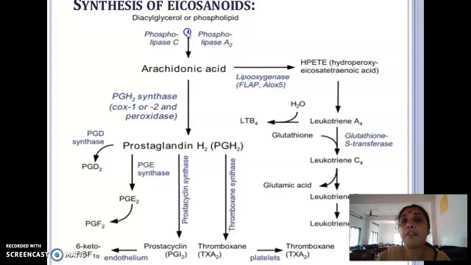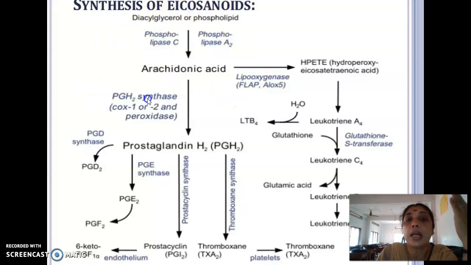Right? So membrane phospholipids or diacylglycerol undergo lipolysis by phospholipase C or phospholipase A2. That depends on the substrate. If the substrate molecule is diacylglycerol, then the enzyme is phospholipase C. But if the membrane phospholipid is undergoing lipolysis, then the enzyme is phospholipase A2. So the synthesis starts with phospholipase A2 or phospholipase C, cleaving the molecule to release arachidonic acid.